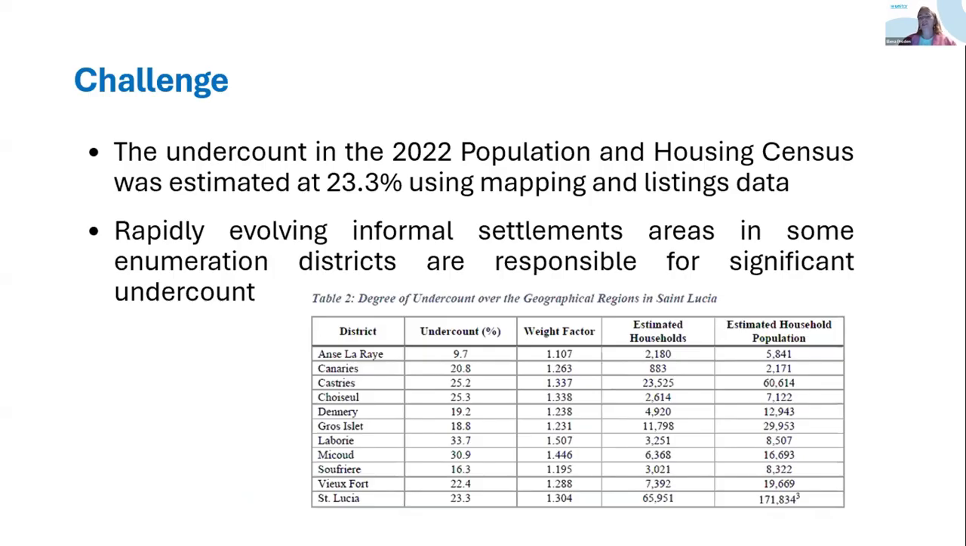So in terms of the census, what happened? Essentially, there are challenges related to the basic population estimates. They had an estimated undercount of 23.3%, and the way they estimated it was based on the mapping and listing data. Where they know there are problems is where the significant undercount comes from the undercoverage of informal settlement areas in different enumeration districts across the country. You can see here a snapshot from the provisional census report that shows different undercount rates for different regions.